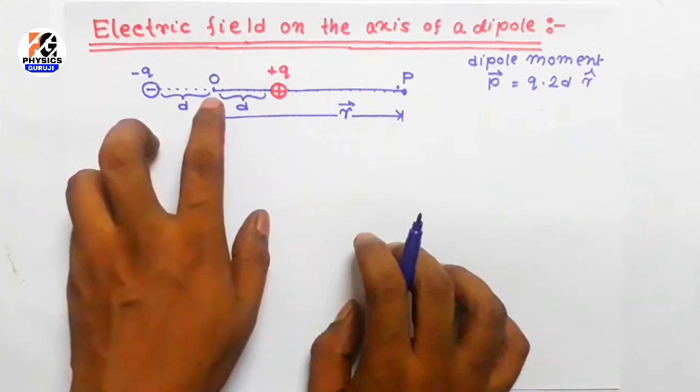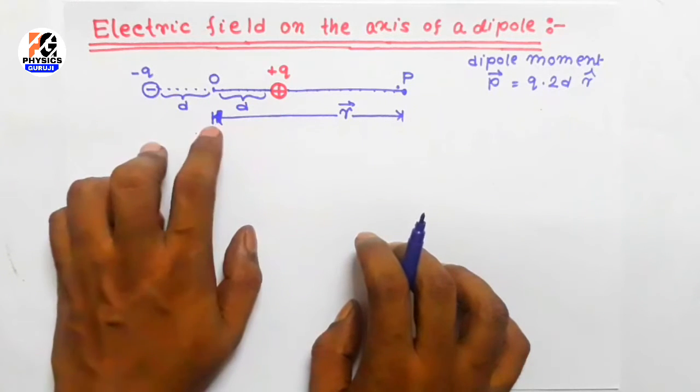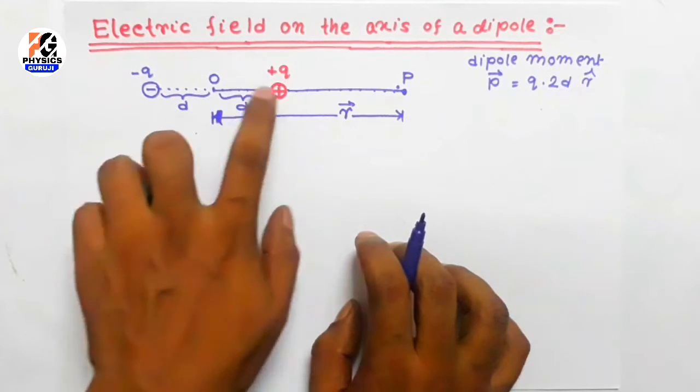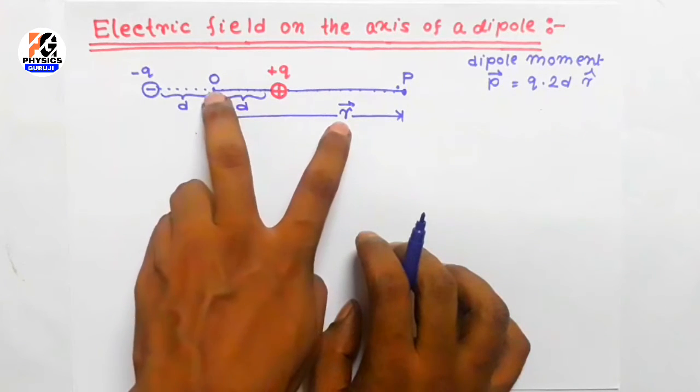So from the center the distance of the two charges are d and d, and we have to find the electric field at the axial position P, which is at a distance r from the center O.